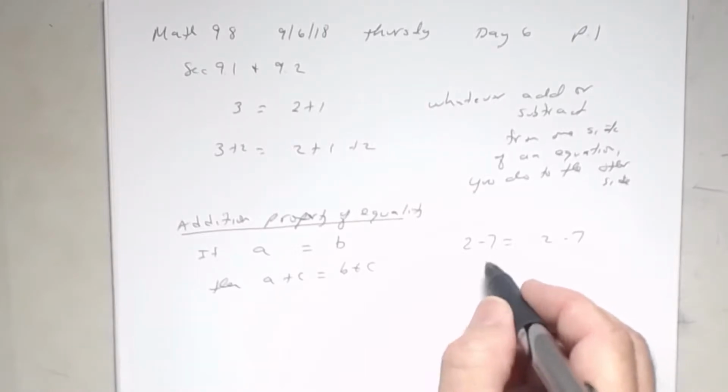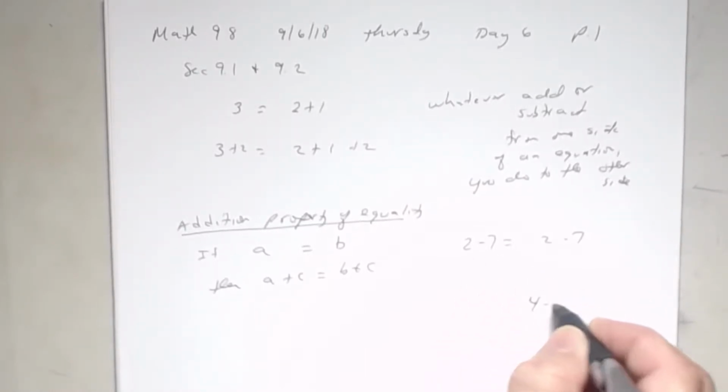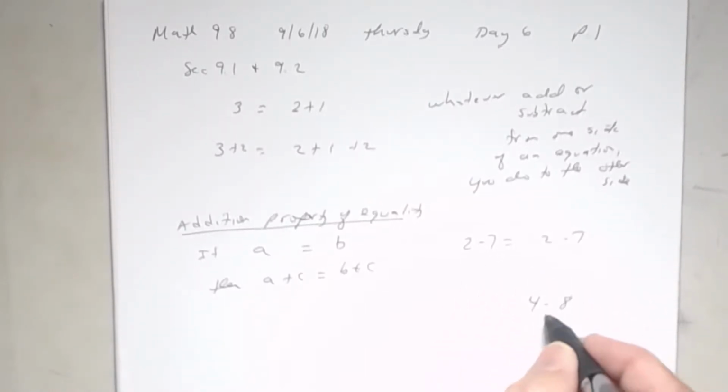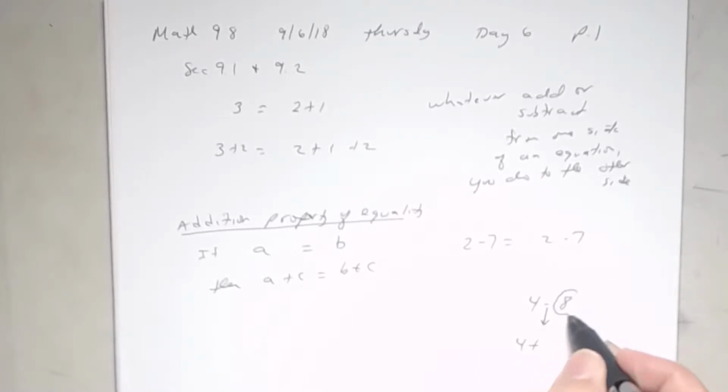So remember, let's just look at 4 subtract 8. Remember how, in a previous course, you change the subtraction to an addition problem. So we have 4 plus, and then what does this become? A -8. So remember, you got to add the opposite. All right, so that was from Math 97 or so.